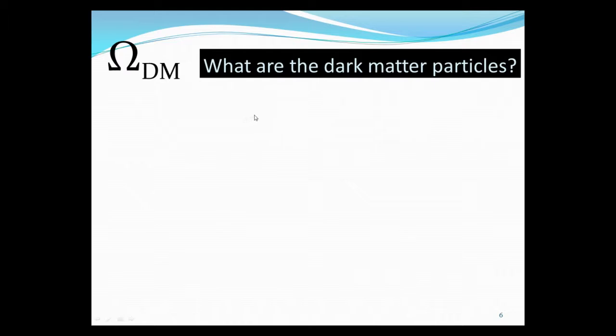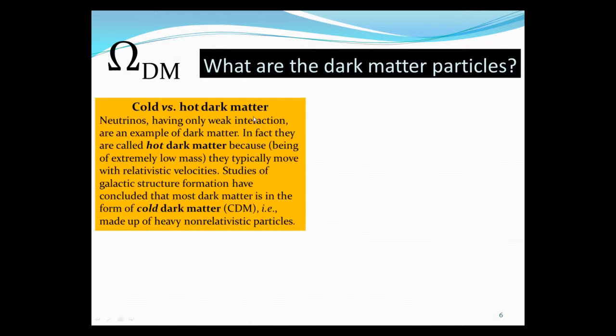So the question is, what is dark matter? What makes up the dark matter? Okay. First of all, we classically speak of cold and hot dark matter. For example, the neutrino, which has only weak interaction and no electromagnetic interaction, is an example of dark matter. In fact, we call neutrinos an example of hot dark matter because, having extremely low mass, almost no mass, if you give them any kinetic energy, they move at close to the speed of light.